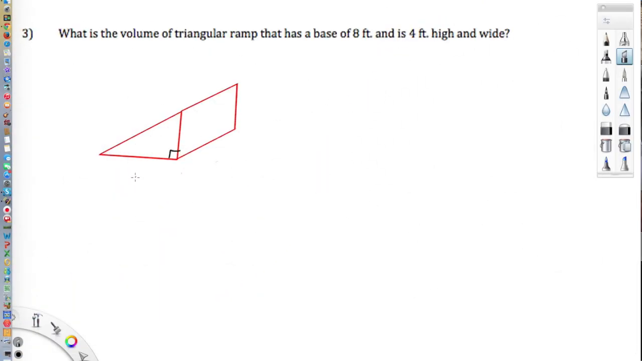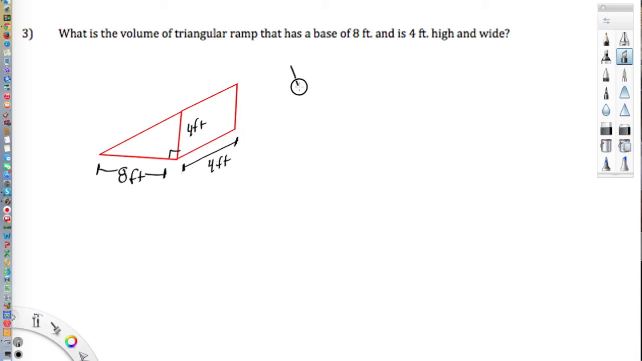What is the volume of a triangular ramp that has a base of 8 feet and is 4 feet high and wide? Well, my sketch this time is not to scale, but it'll still work. It says the base is 8 feet. That's from there to there of my triangle. And then it says it is 4 feet high and 4 feet wide. So right here's the height of the triangle, so that's 4 feet. And then the width from there to there is also 4 feet.